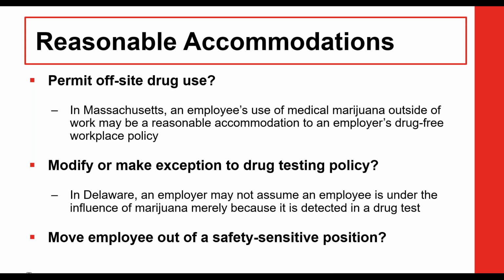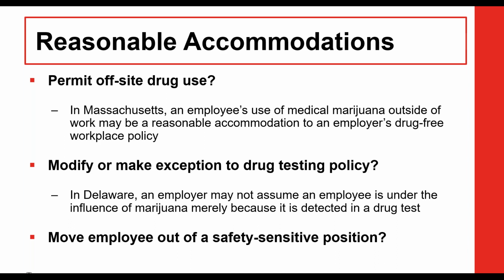And so it could look like a couple things. One example is permitting off-site drug use outside of work. So in somewhere like Massachusetts, courts have said an employee's use of medical marijuana outside of work may be a reasonable accommodation to an employer's drug-free workplace policy. And again, that's a fact-specific analysis. That is not a hard and fast rule, but it's certainly one of the factors that can be considered.